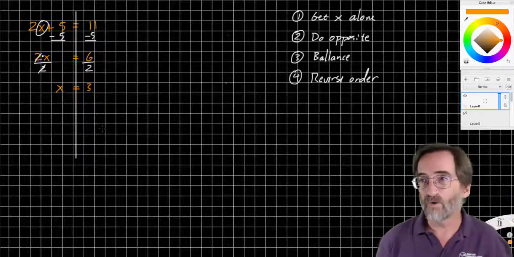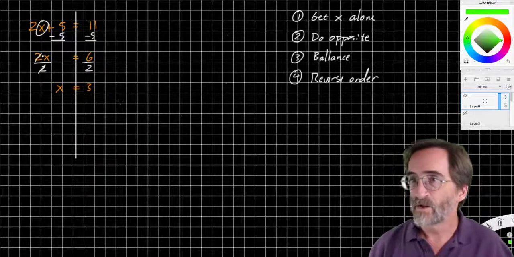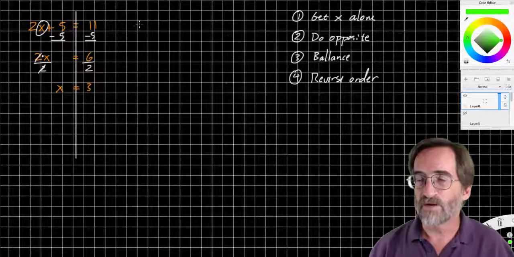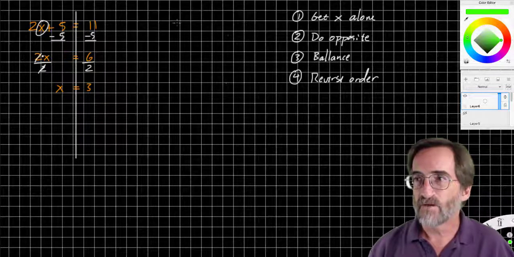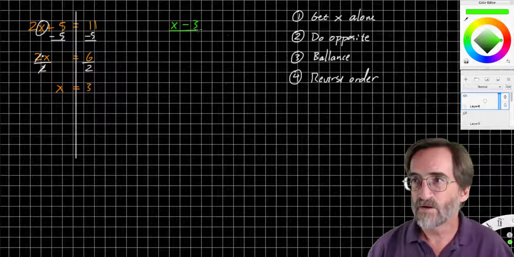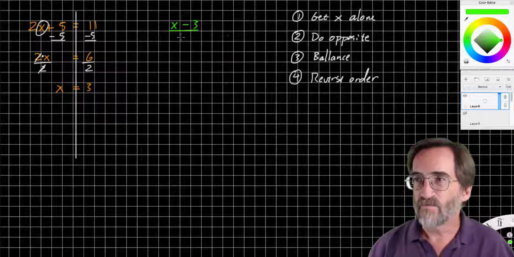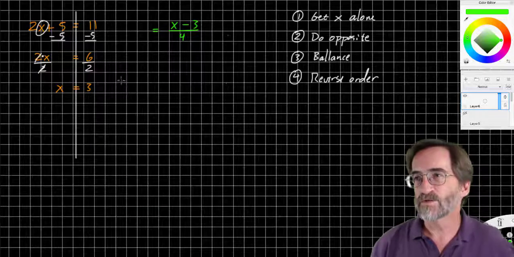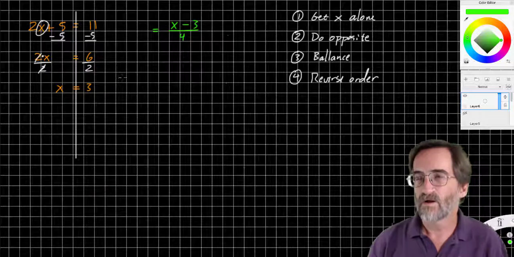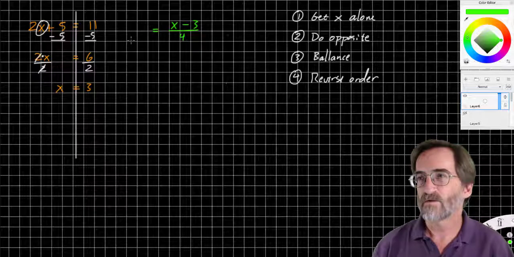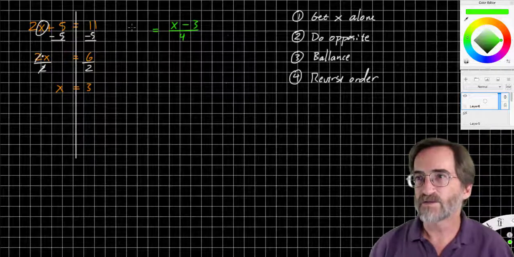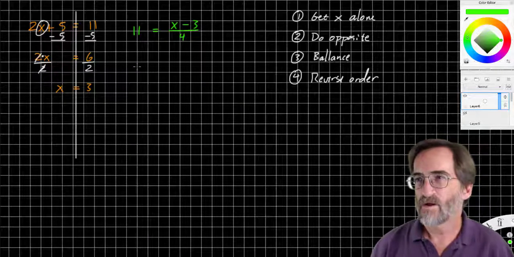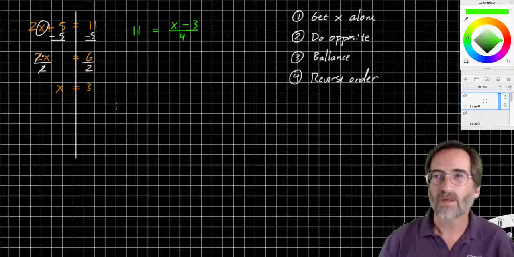Let me do one more example. I'll leave this one on the screen, but I just want to show you that it works for all two-step situations here. I'm going to say x minus 3, divided by 4, equals, let's see, let's see if I can make this work. I'm going to say 11. Yeah, that'll work. Okay, so here we go.